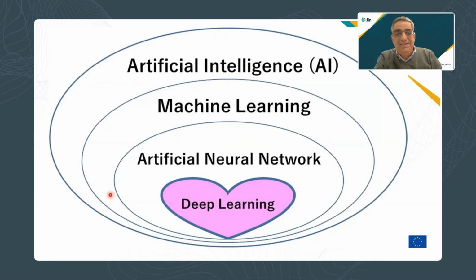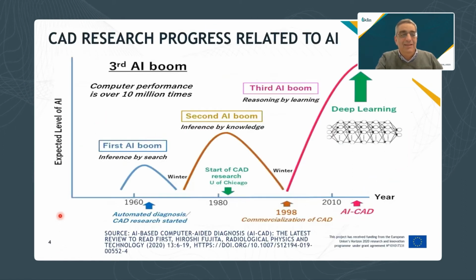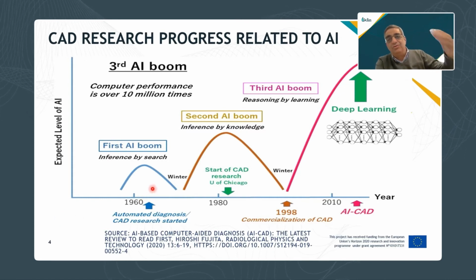What you see here is a typical slide showing that AI incorporates machine learning, artificial neural networks, and deep learning. This is a graph recently published by Fujita in Radiological Physics, showing computer-aided diagnosis research progress related to AI. This graph goes with the AI trend, where we had the first generation of systems in the 60s, the second generation of CAD systems in the 80s, also aligned with the first FDA-approved CAD for digital mammography by the University of Chicago. And what we are experiencing nowadays is the third boom in AI, deep learning.